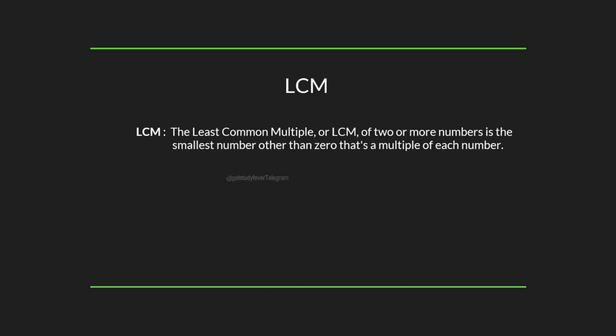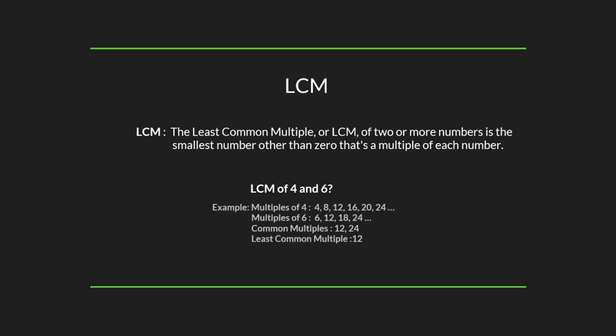The least common multiple, or LCM, of two or more numbers is the smallest number other than 0 that's a multiple of each number. For example, if we have to find the LCM of 4 and 6, we can write the multiples of 4 and 6 and figure out the common multiples, which are 12 and 24. The least common multiple will be 12.